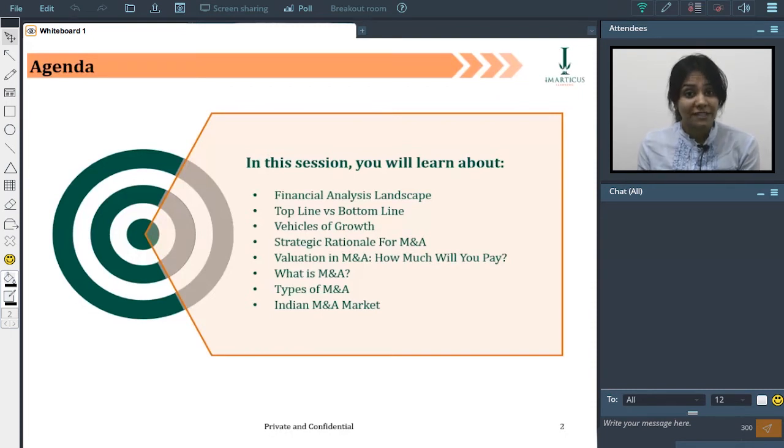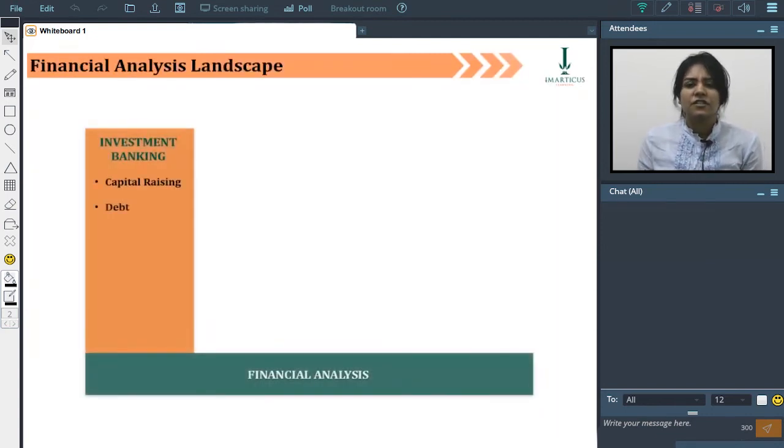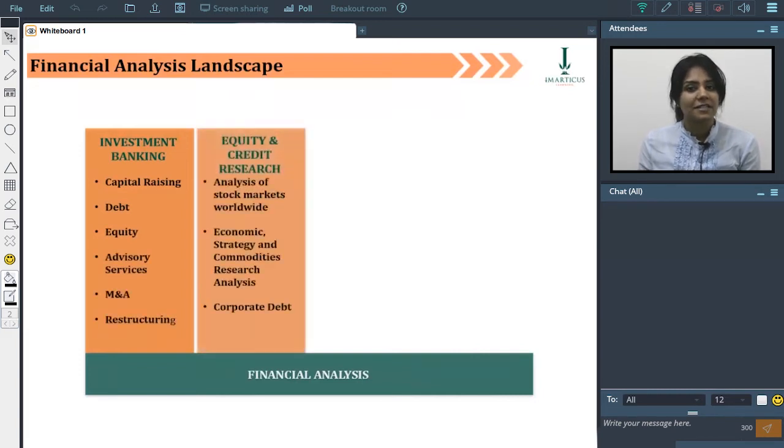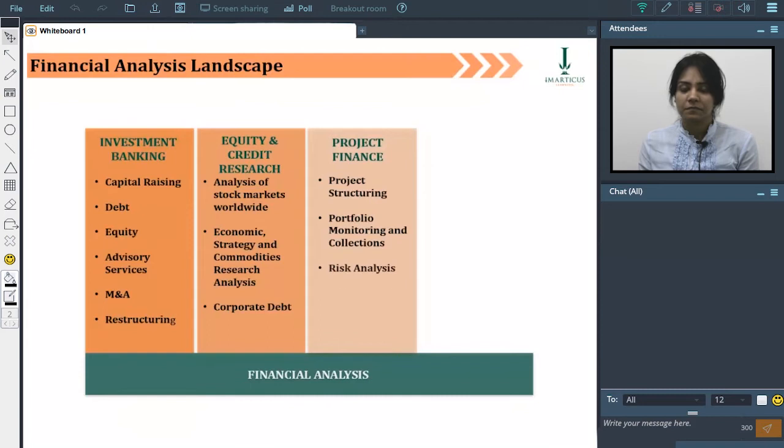Next, what exactly is M&A? The types of M&A, and then let's look at the Indian M&A market. So let's deep dive into the M&A space. First of all, let us kind of try and understand what the financial analysis landscape is about.